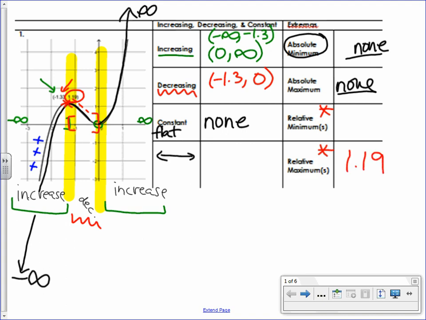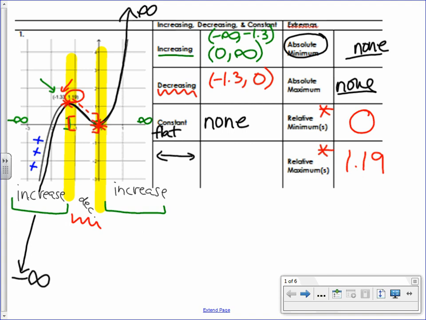Now remember, I said that's a maximum because that's a mountaintop. That's where we actually hit the higher point. Now the relative minimum is going to be the lower point that I find, which could be right here at the origin. It'd be 0, 0. Okay?